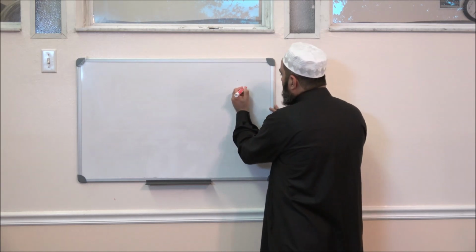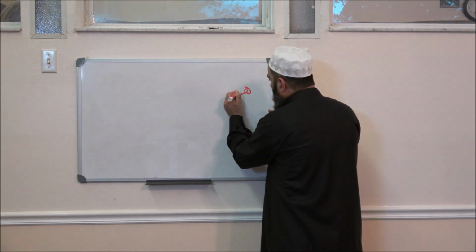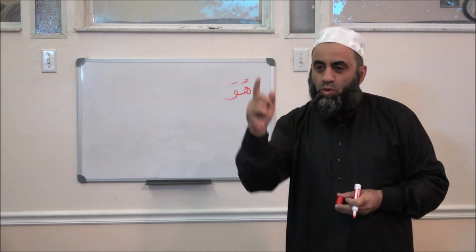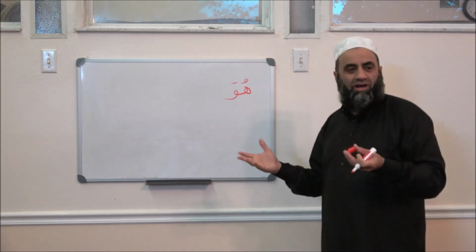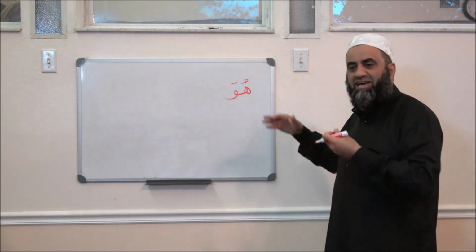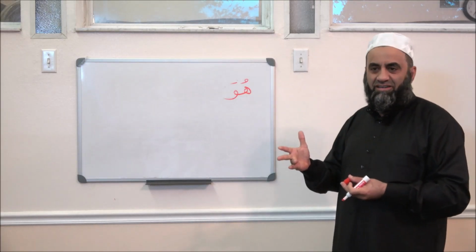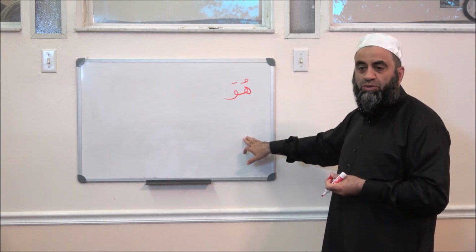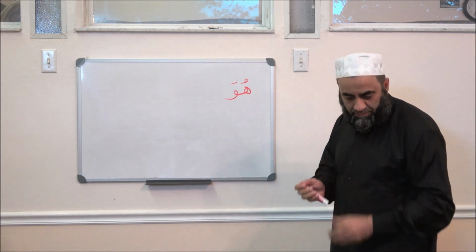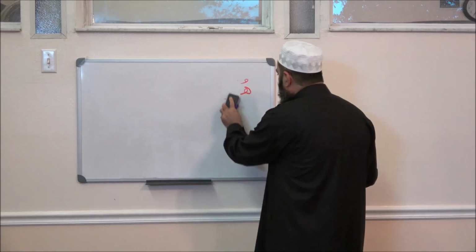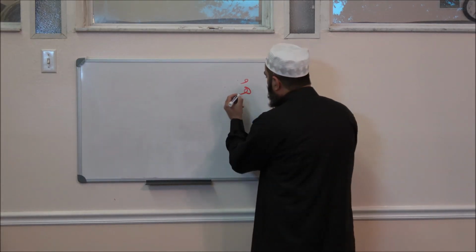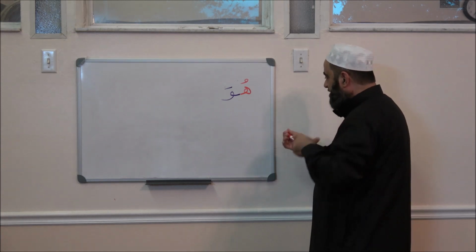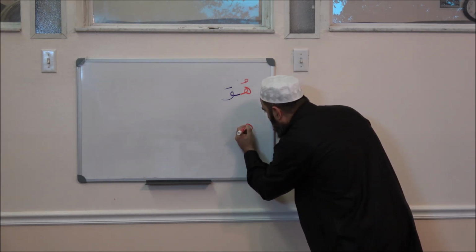So I start with huwa. Allahu la ilaha illa huwa means he. Huwa Allah. Alladhi la ilaha illa huwa. He is Allah. So huwa means he in masculine, of course. Now she would be what? Because we said that the base is the ha, and then we add to it. So huwa means he. Then for she is hiya.